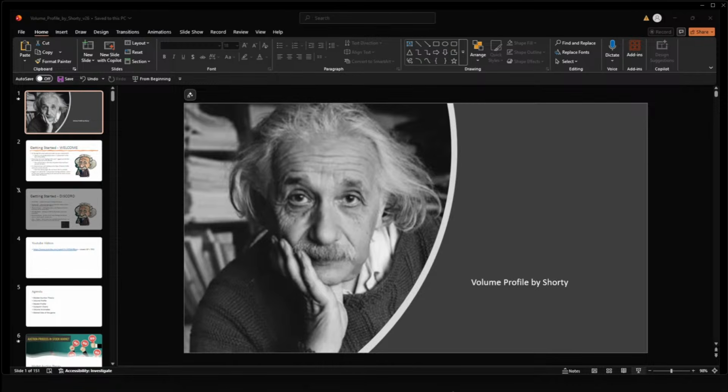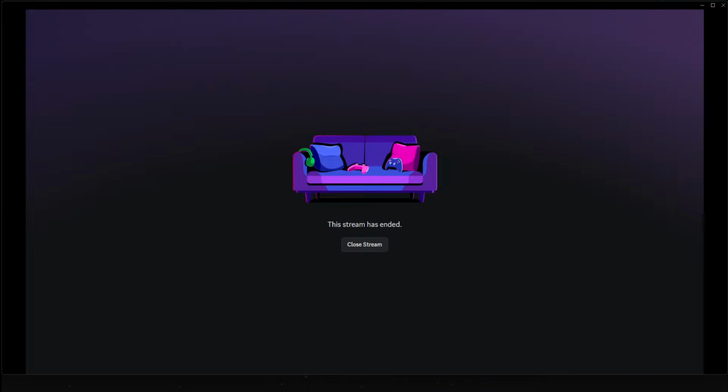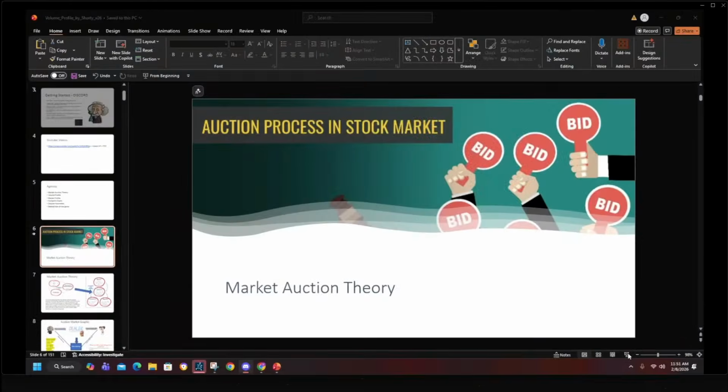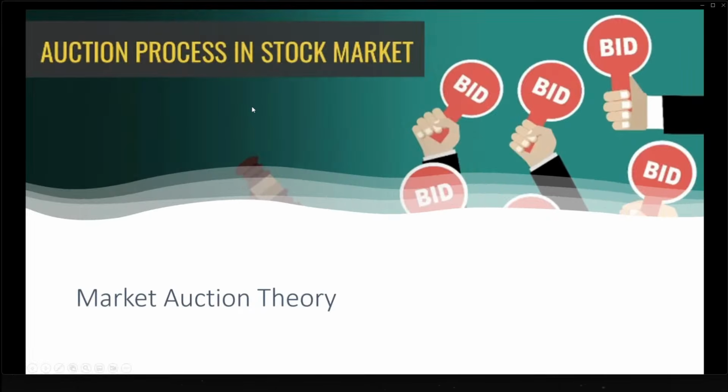I'm not seeing the PowerPoint change. Is anyone else struggling to see the PowerPoint change? I just see Einstein. Yeah, it shows you on the first. Oh, there it goes. Let me stop sharing and see if I can fix it. Should have said something. Can you see it now? Do you see the market auction theory slide? Yep. Yes, sir. Okay, good.